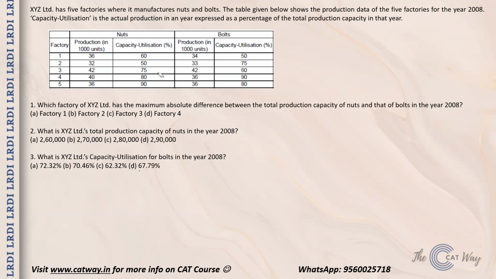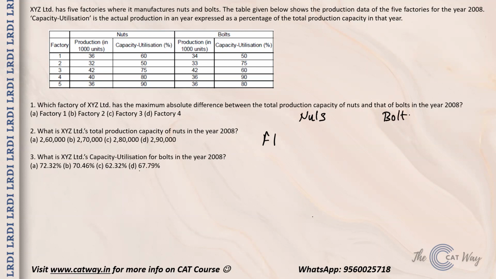Now coming to the questions. Which factory of XYZ has the maximum absolute difference between the total production capacity of nuts and that of bolts in the year 2008? The first and most important thing that we need to find is the total production capacity, for nuts and for bolts.